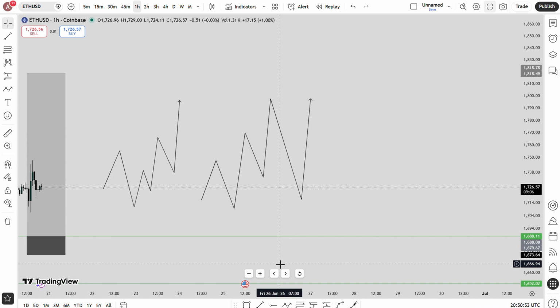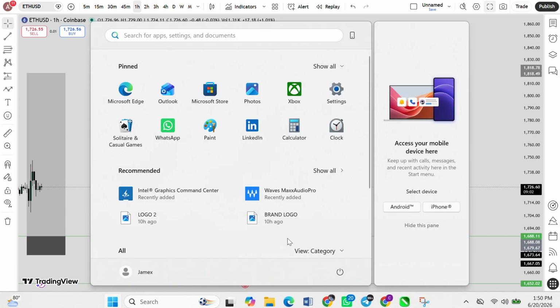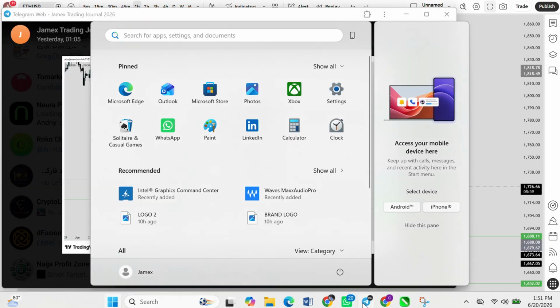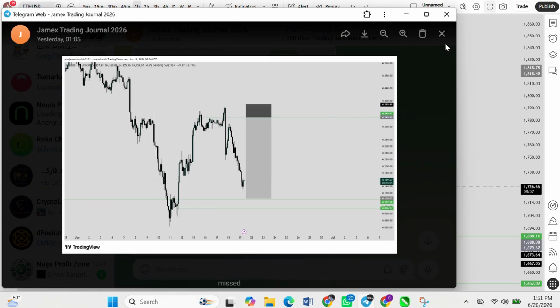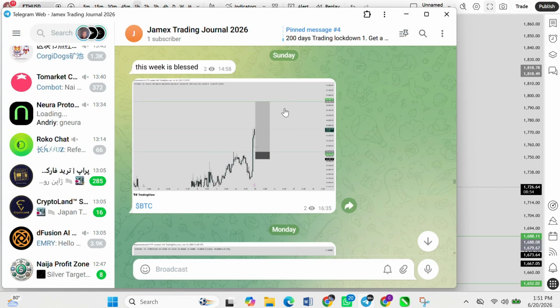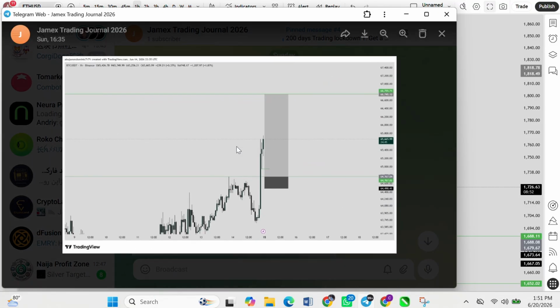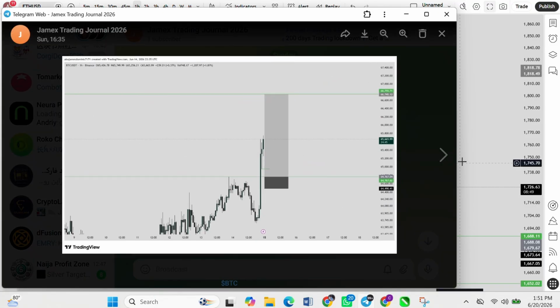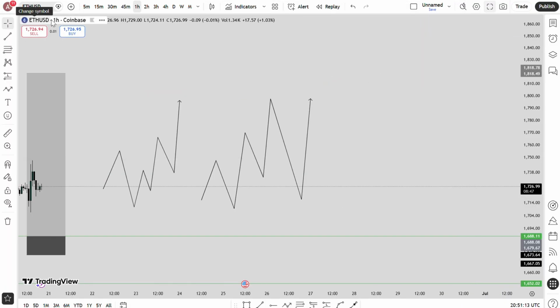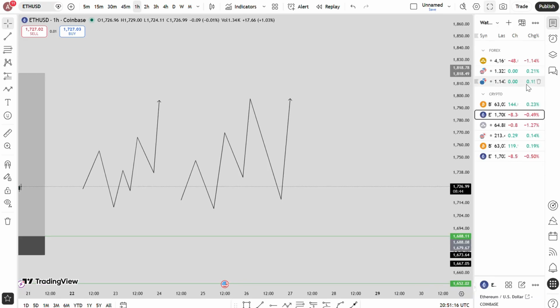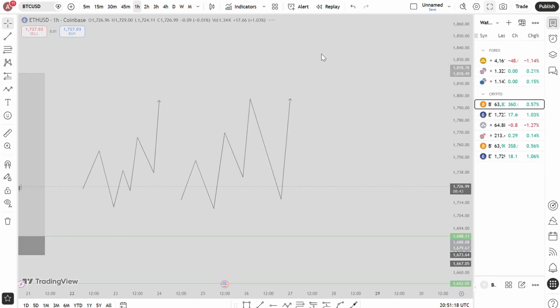So now let's go straight to the trade side, because this is a weekly breakdown. I do a weekly breakdown of the trade side too. Let me go to my Telegram channel, and here's my journal share. This was Sunday, and this was what I was saying on BTC 1 hour. Let's go down and check directly on BTC.